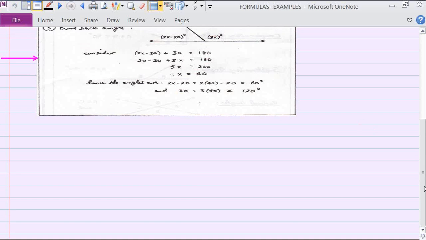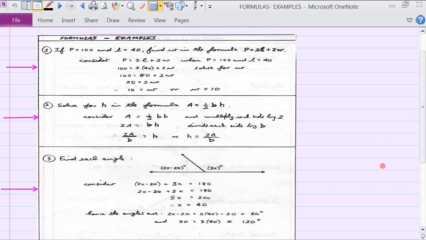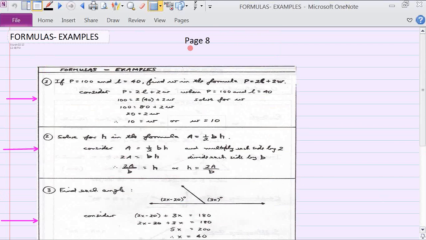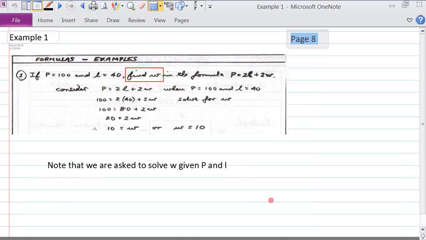So now let's look at some examples of the applications of formulas. And this is on page 8. We're now on page 8, and we're going to break these down. There are 3 individual problems: example 1 here, example 2, example 3. And these are all examples on how we use formulas. So let's break them down and look at them individually.